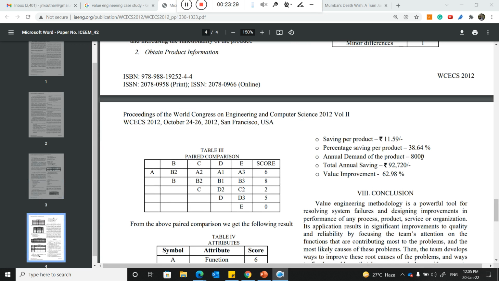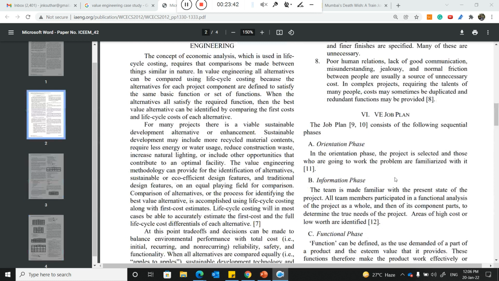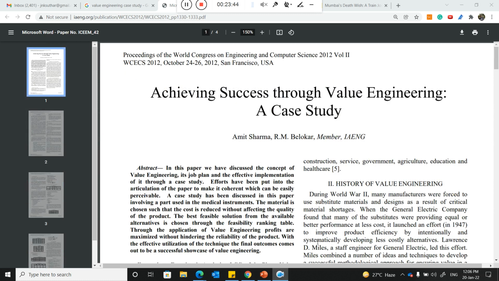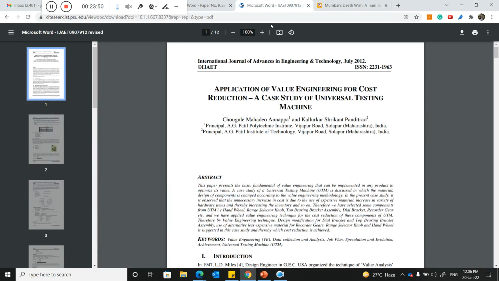If the annual demand is 8,000, the total annual saving is 92,720. So the value improvement is 62.98%. It is very huge. Okay, so this is one article. I will share the same type of thing with you within a minute, just wait.